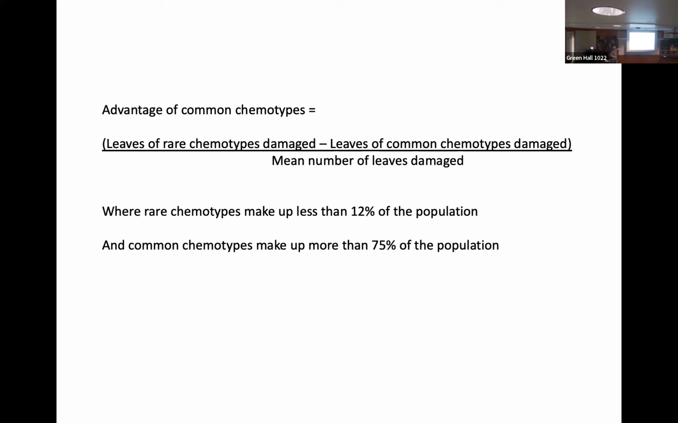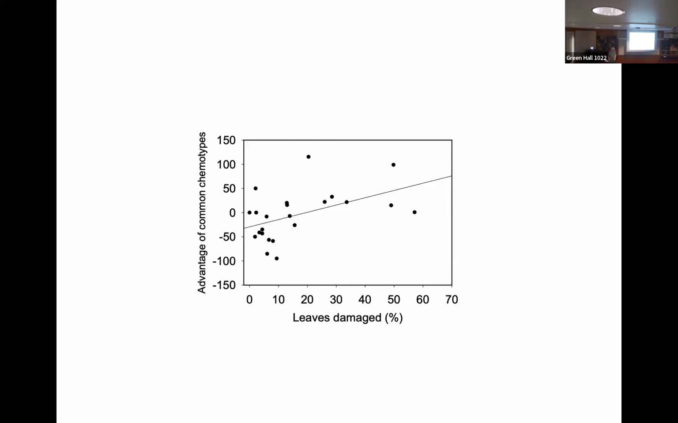So if the rare chemotypes are getting a lot of damage, then this number is positive, and there's an advantage to being common, to being like the common chemotype. If the rare chemotypes don't get much damage, then this whole number is negative, and there's a disadvantage to being common. And so we have looked at this for a number of different sites, and we do see a positive relationship between level of damage and how well rare chemotypes do.